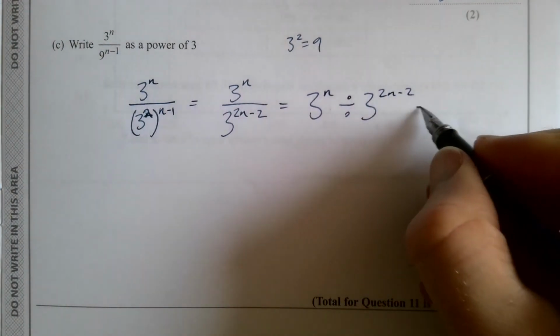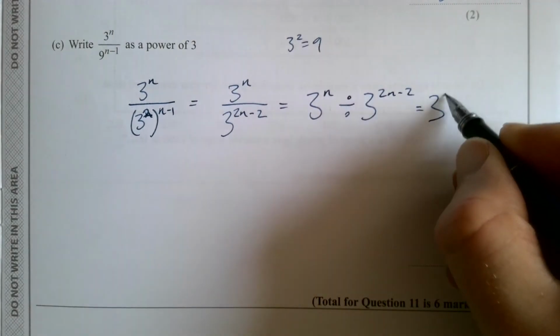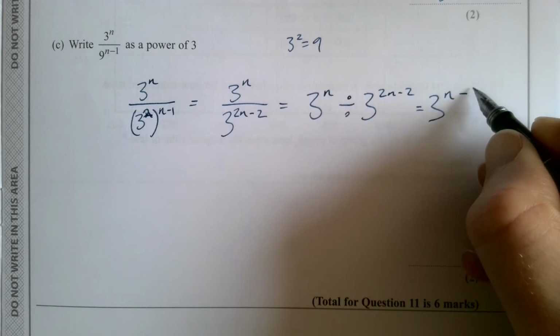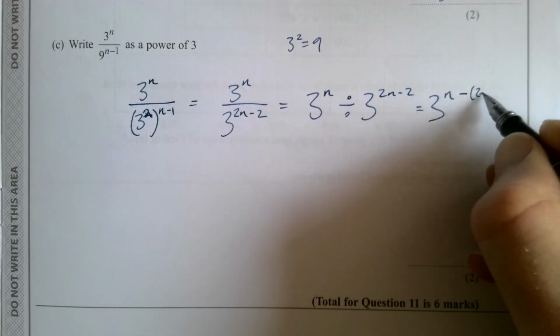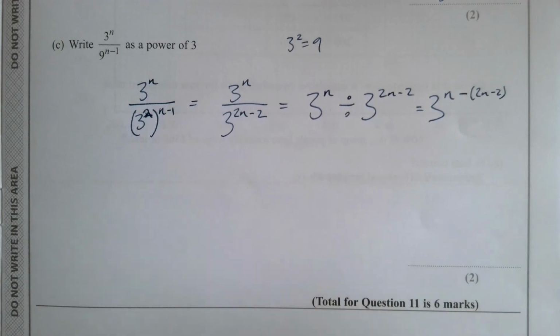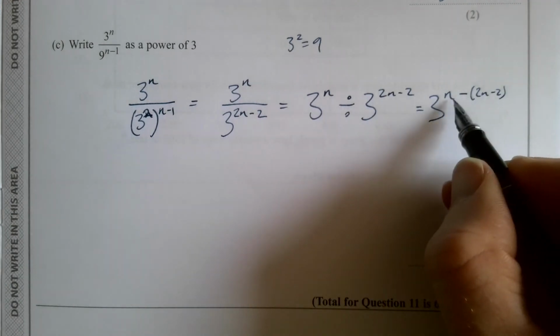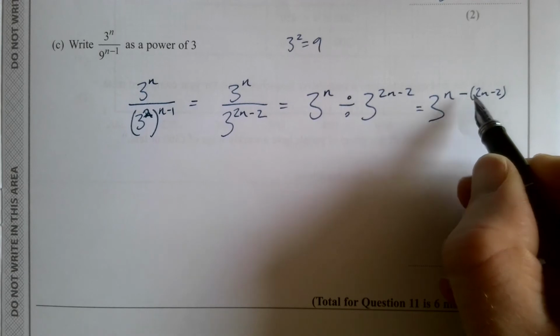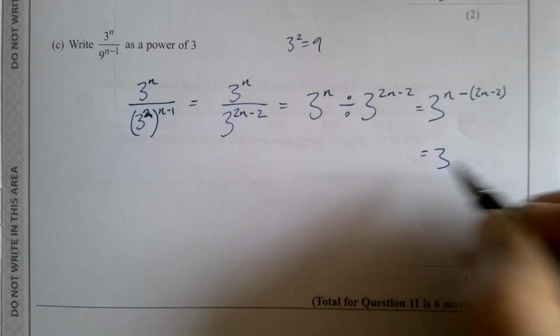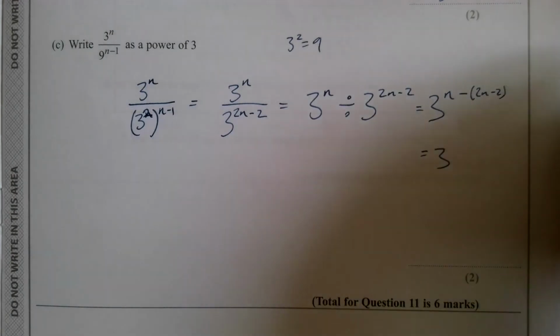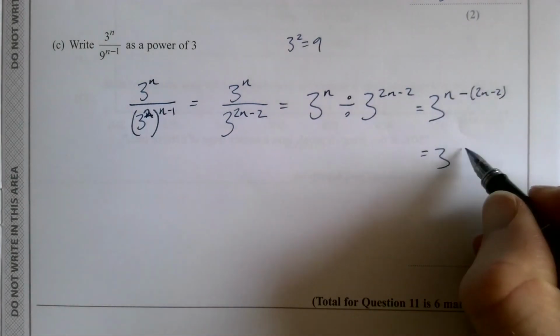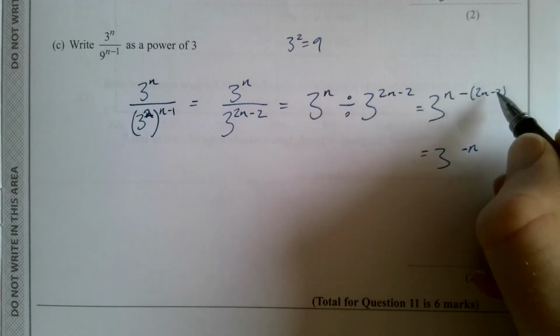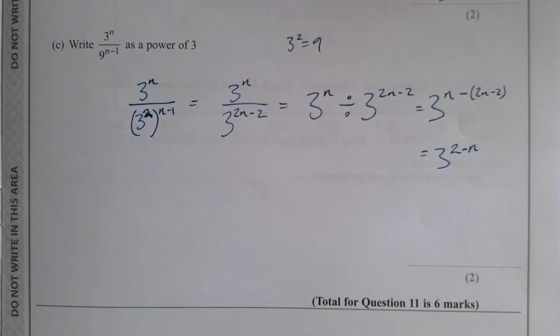So that means it's going to give us 3 to the power of n take 2n take 2. Now when you take 2n, n minus 2n will be minus n, and taking a negative is the same as adding, so that gives us 3 to the minus n, but when you take negative 2, that will be adding, so it's 3 to the power 2 take n. So that is a nasty one, but it's certainly possible to get 1 mark on it, even if you get lost on the second.